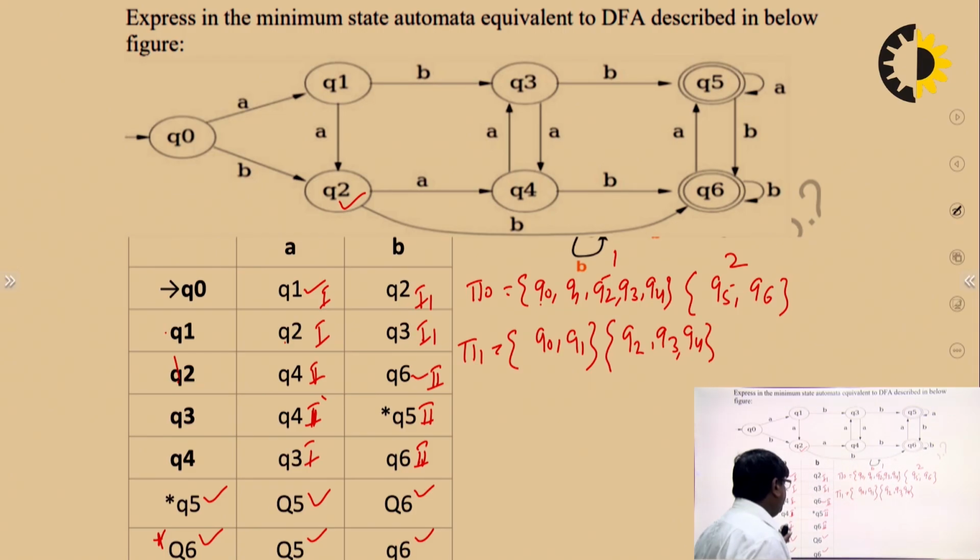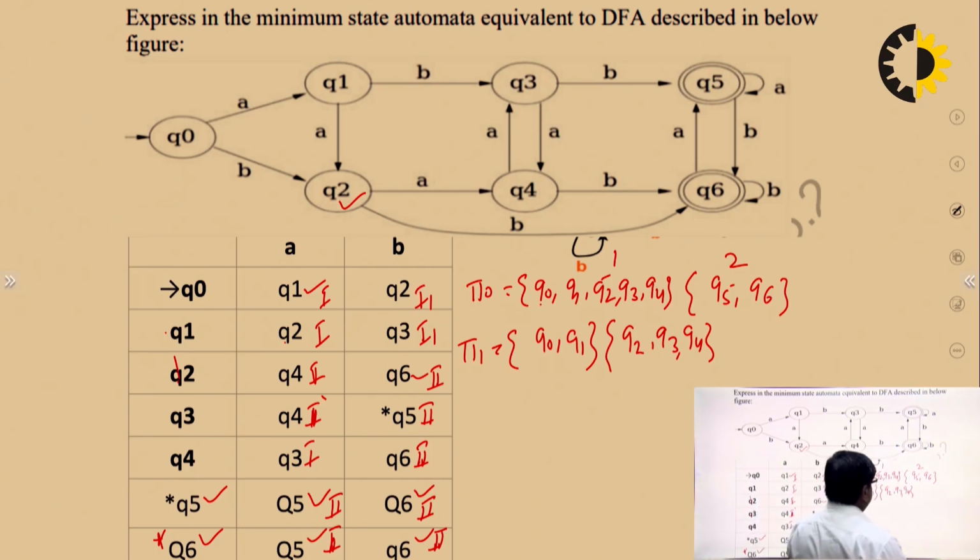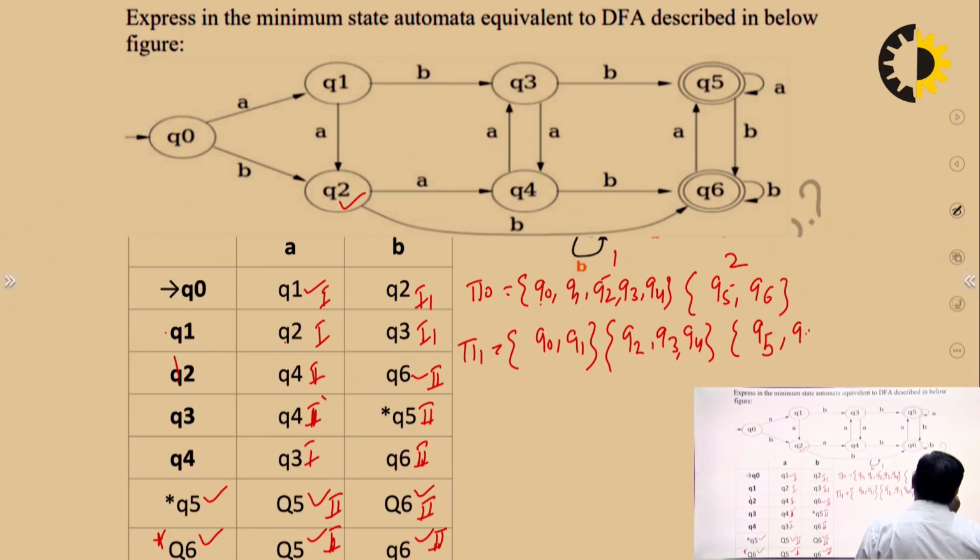Now Q5 and Q6 check. This is set 2. Now this is set 2. Again this is set 2. It means Q5 and Q6 also have a similar behavior. It means they lie in the same group.